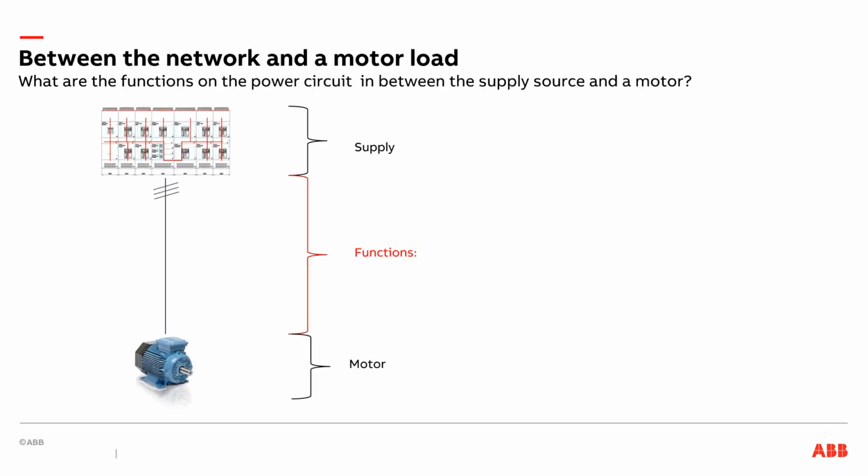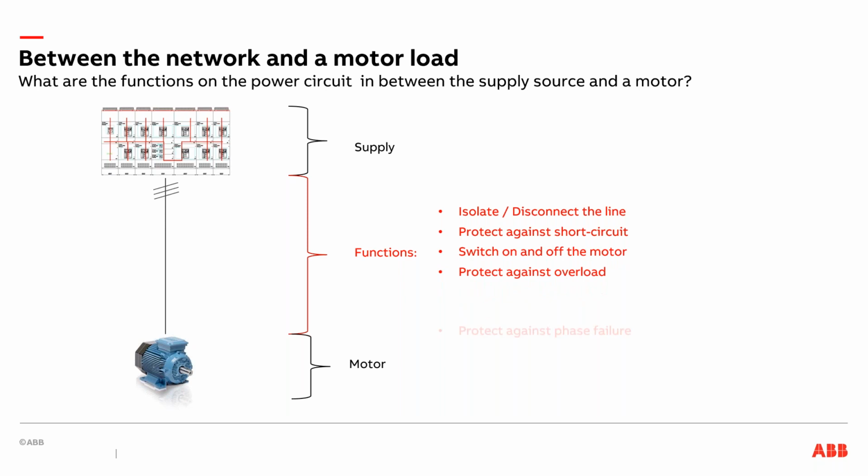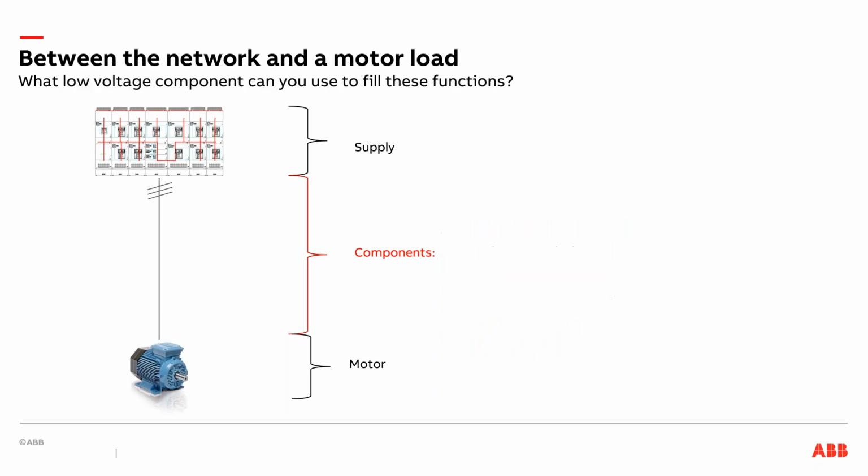On your screen, you can see a supply and a motor. What functions or protection do you require for a motor? You require to isolate and disconnect the line safely. You require protection against short circuit. You require to switch the motor on and off, protect against overload, protect against phase failure, and control the speed of the motor. And what components do you require to get all this protection?